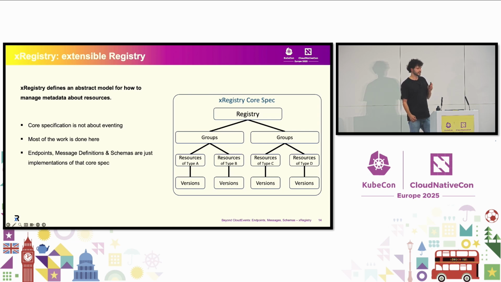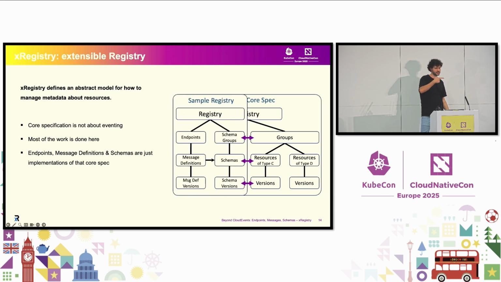So XRegistry stands for Extensible Registry. XRegistry itself and its core specification does not have anything to do with event-driven architecture, eventing or anything. It is just an abstract concept to manage metadata about resources. Any metadata about any resources. And it has this very easy model of groups that have resources, and those resources can be versioned. And I will show you later in the demo what that could be, because this is kind of abstract. So the endpoints, messages, and schemas that I just showed you are just implementations of that core spec.